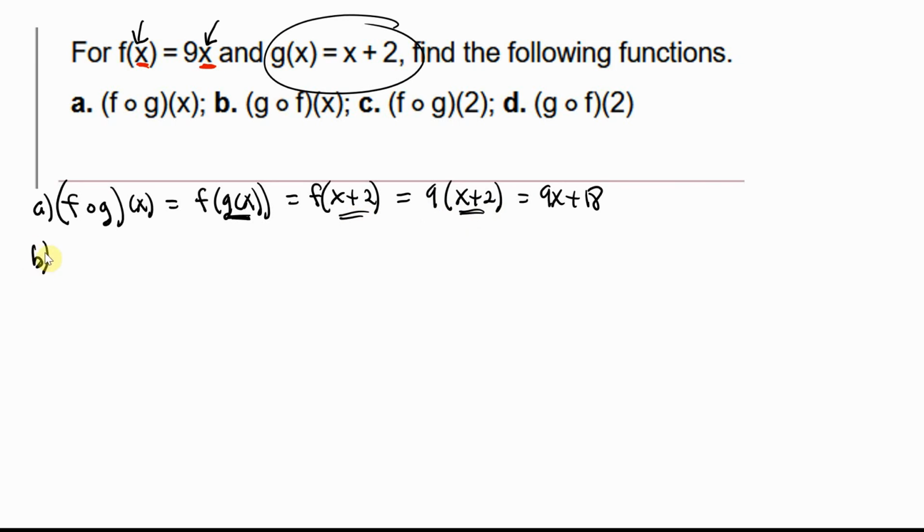Now part B, they reverse it. G composed with f evaluated at x. This is g of f of x. So now I'm going to replace the f of x with 9x. So this is g of 9x. So g says whatever you give me, add a 2 to it. Whatever you give me, add a 2 to it. I'm giving you 9x. 9x plus 2.